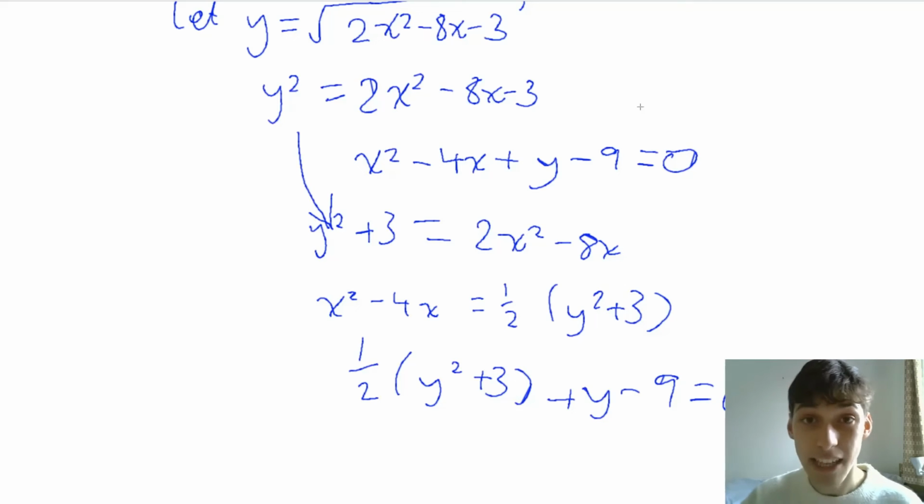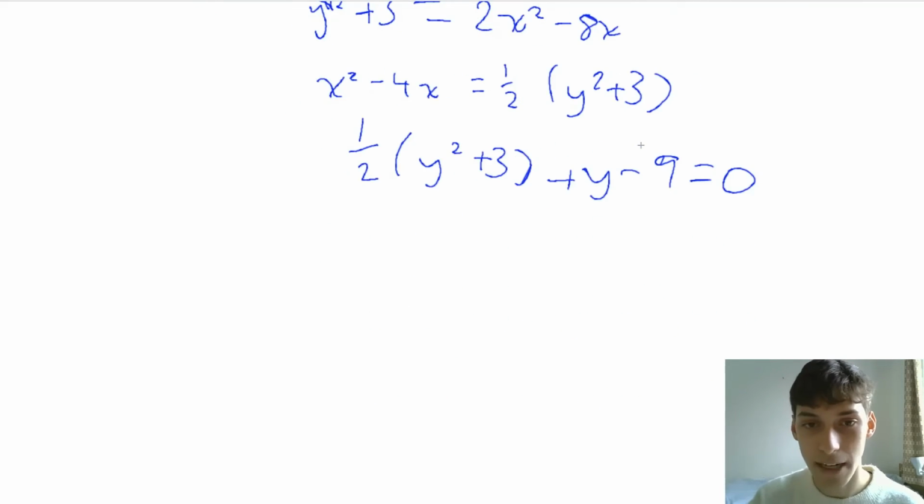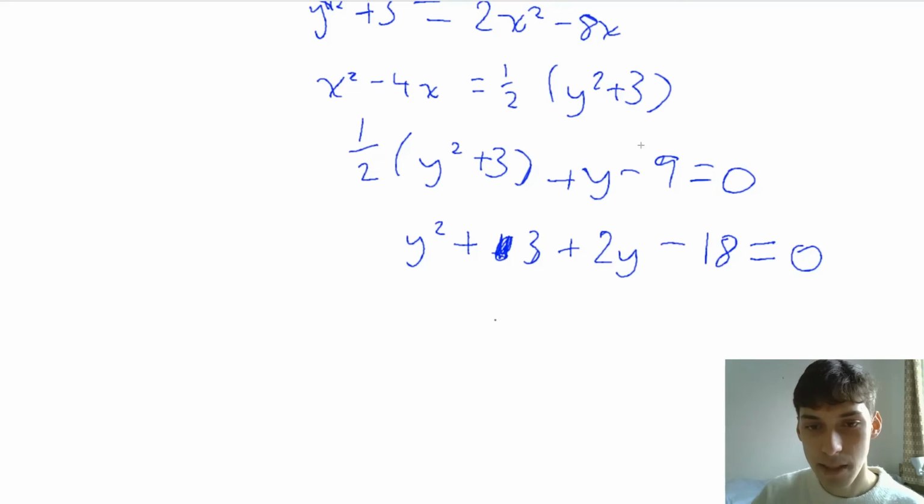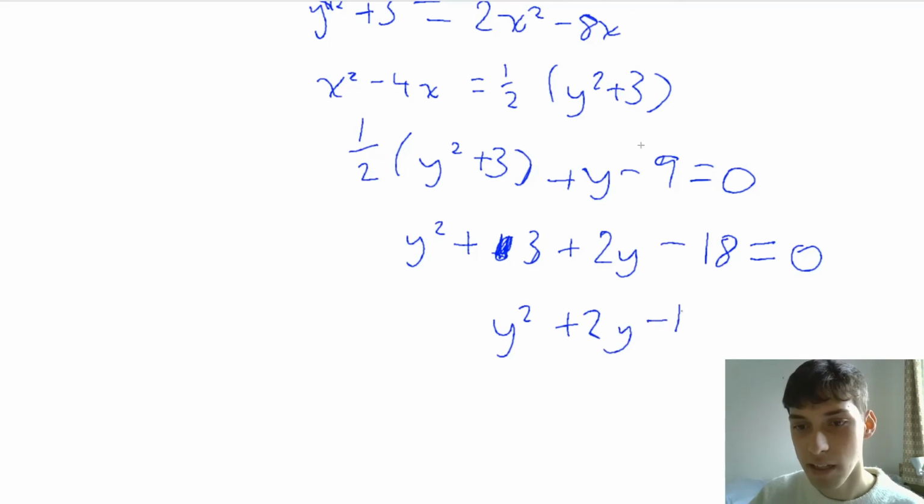And I'd like to get rid of that half, so let's multiply the whole equation by 2. So y squared plus 3, because that 3 is in brackets, plus 2y minus 18 is equal to 0. And now let's group these terms. So we have y squared plus 2y minus 15 is equal to 0.